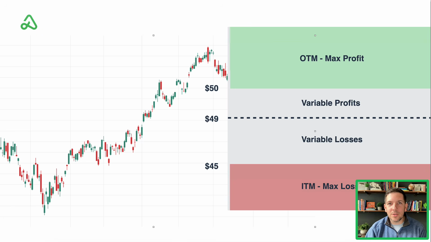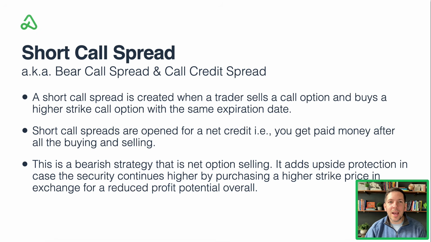Okay, let's go through another example and look at the opposite side of this. That would be a short call spread, also known as a bear call spread or a call credit spread. Again, same thing that we're trying to do, just in the opposite direction, where we are net selling options and we're doing so on the call side of the option chain. So you're going to sell or short a call option, and then you're going to buy a call option at a higher strike with the same expiration. The difference between those two is still going to be a net credit.